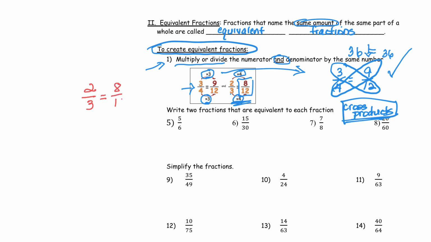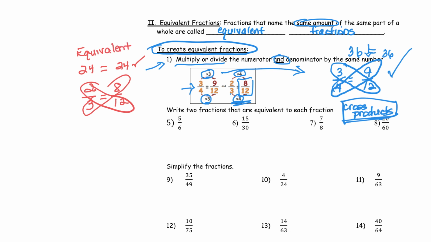If I just want to test it or check it, I look at the cross products, 8 and 3. What's 8 times 3? 24. What's 2 times 12? It's 24. That's another way that I can check to see they are equivalent. Why are they equivalent? Because their cross products are equal.